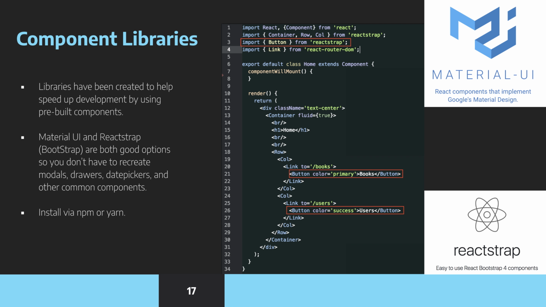Personally, I think these things help out more with things like date pickers and time pickers, because those are a little bit more complex and are a little bit more beneficial to have pre-built. But yeah, these are the two biggies. There are other component libraries, but Material UI and Bootstrap are some of the largest ones.